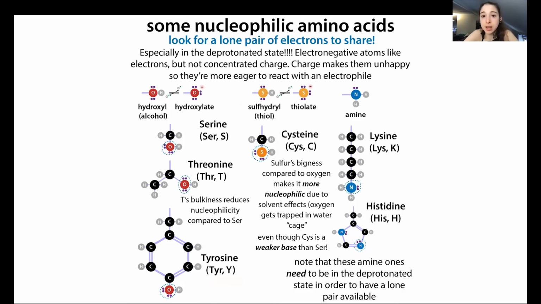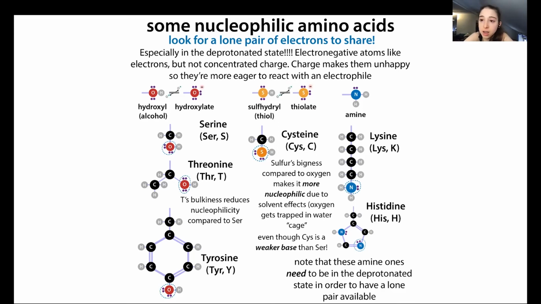As protein biochemists, we have to think a lot about nucleophilicity and electrophilicity, because you can find nucleophiles in amino acids, the protein letters. You want to look for something with a lone pair of electrons to share, especially in the deprotonated state, because remember, electronegative atoms like electrons, but not concentrated charge. That charge makes them unhappy, so it makes them more eager to react to become happy, and they react as an electrophile. And so we have these nucleophilic reactions happening all the time, especially in enzymes.